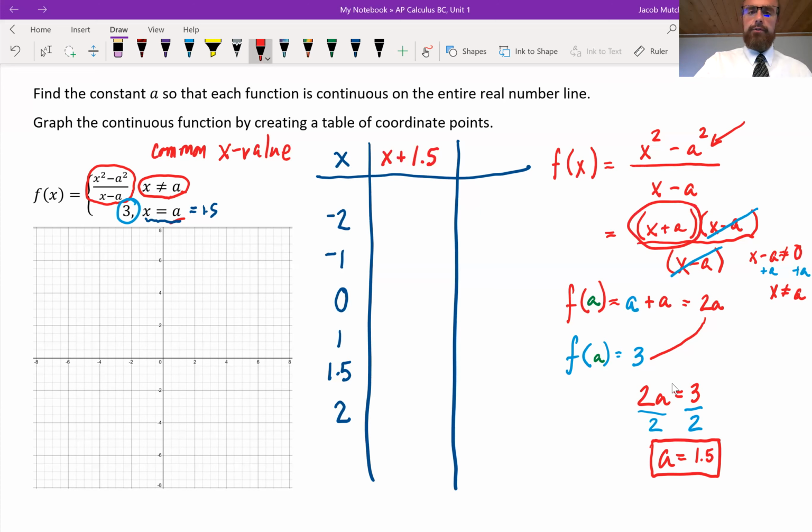So this is -2 plus 1.5, which is -0.5. This is -1 plus 1.5, which is positive 0.5. So definitely a slope of 1 here. 0 plus 1.5 equals 1.5. So it's going up by 1s. I can predict the next one's 2.5. And then 2 should be 3.5. What I have to note is that this 1.5 is undefined.